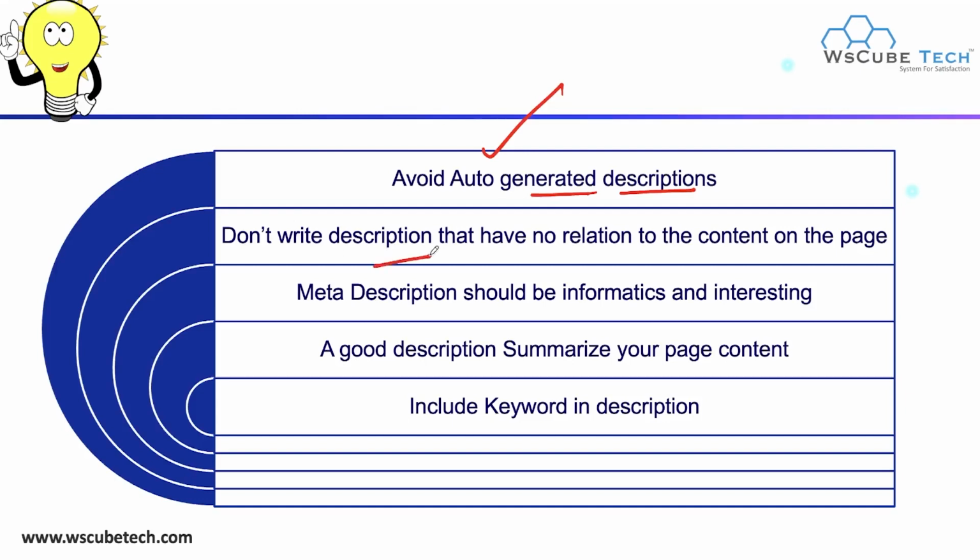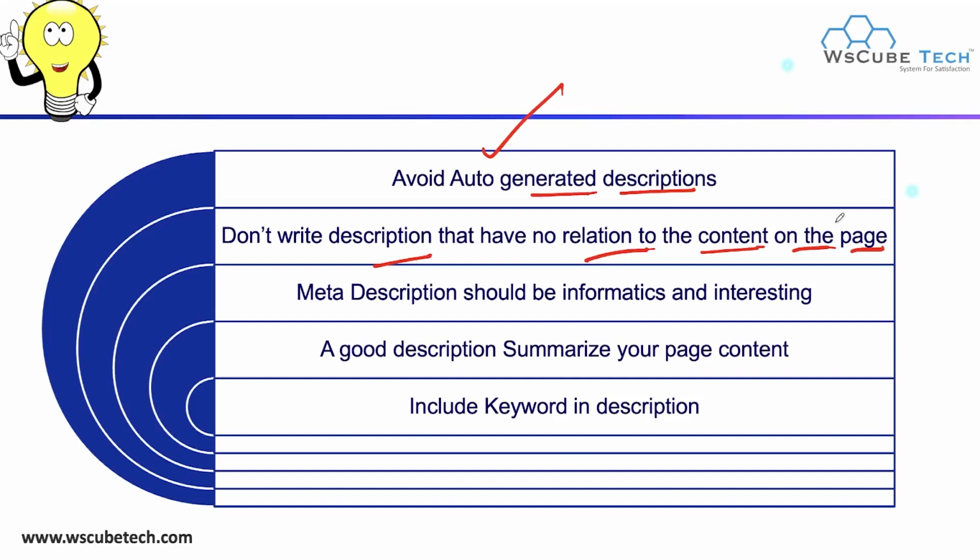Don't write a description that has no relation to the content of the page. This is a practice you have to avoid. Let us suppose you write a meta description using a particular keyword, but that keyword or the content you are mentioning is not available in your web page. That is the wrong practice here. You only have to write a description that is mentioned in your web page, or whatever information is available on your web page.